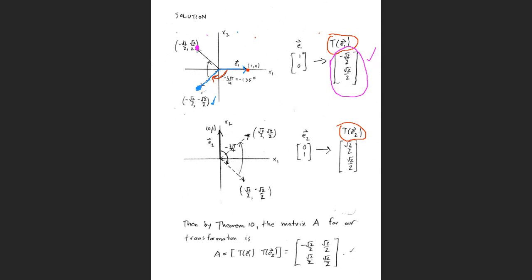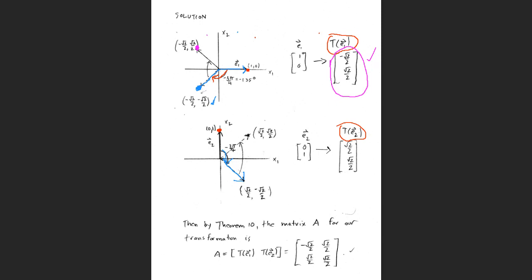Okay, no problem. Well, let's take a look at now the point 0, 1, which is the E2 vector. So the E2 vector is the point 0, 1, and we are rotating that 135 degrees clockwise. So there it is. There's that rotation. And then here's the vector. And that vector has coordinates root 2 over 2 and negative root 2 over 2.